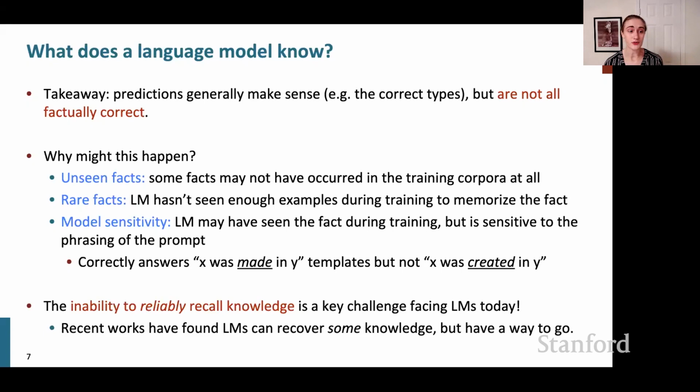So this inability to reliably recall knowledge is a key challenge facing language models today, and it'll be the focus of this talk. Recent works have found that language models can recover some knowledge, including the work that Colin presented last class. They've had very encouraging results. But there's still a way to go, as we saw with the fill-in-the-blank statements and with these challenges that we just discussed above. As a result, the past couple of years have had a ton of rapid progress in this area of research in terms of trying to figure out how to actually encode more knowledge in language models.